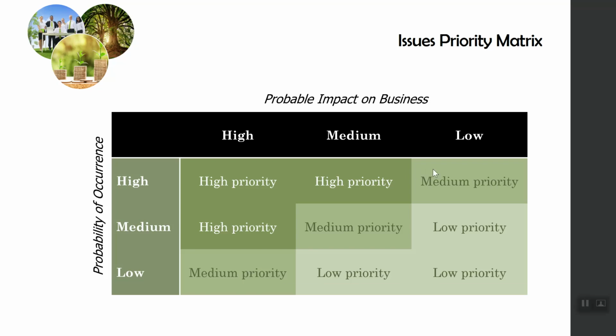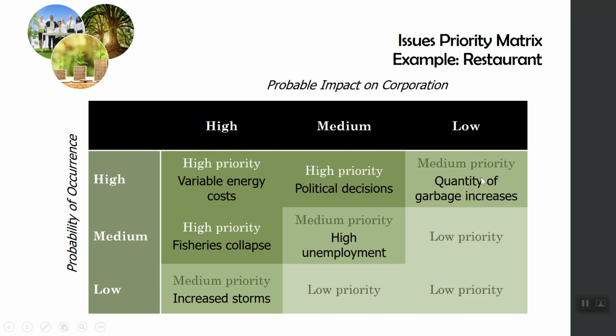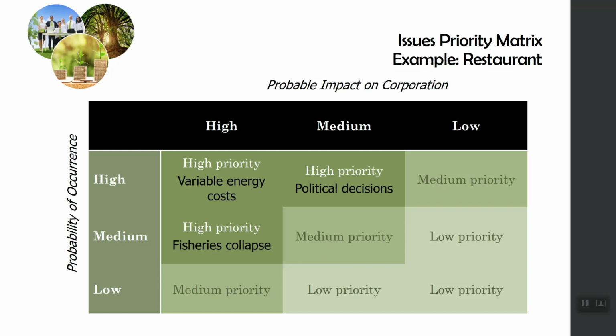Here's an example from a restaurant. A high issue is variable energy costs that can definitely affect businesses. In the age of pandemics, the political decisions could also be high, but usually they're not as drastic, affecting taxes or proper disposal of cooking oil.